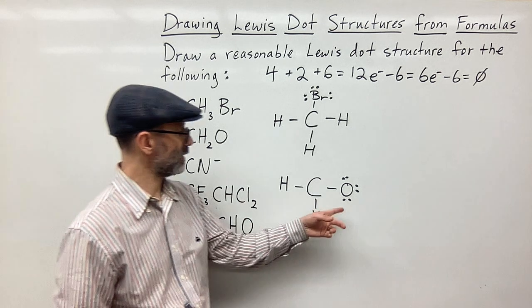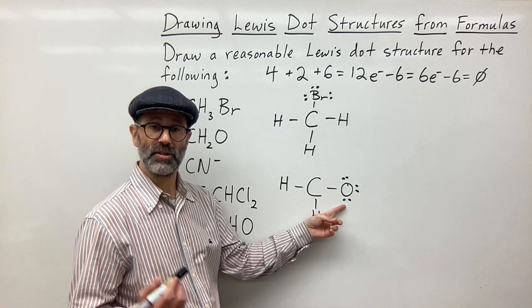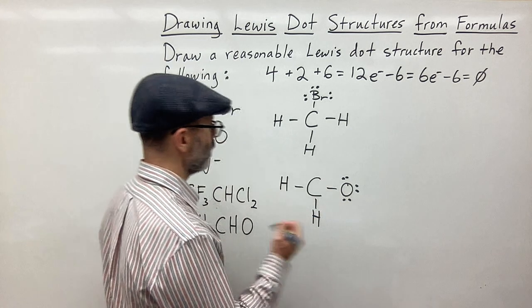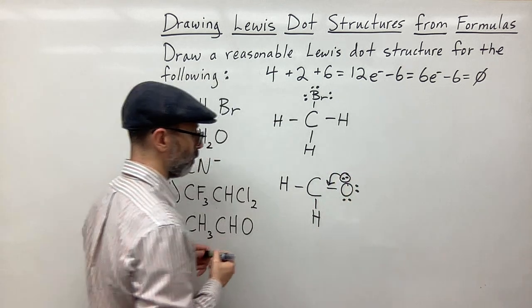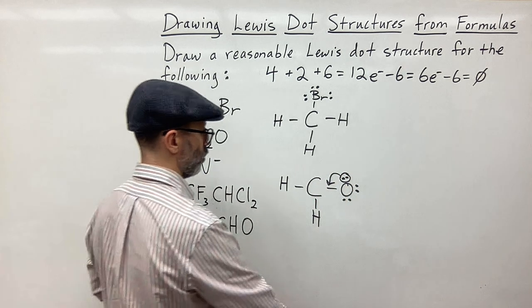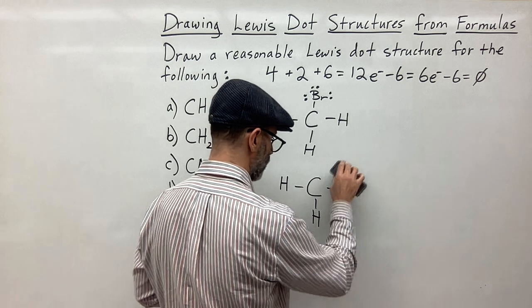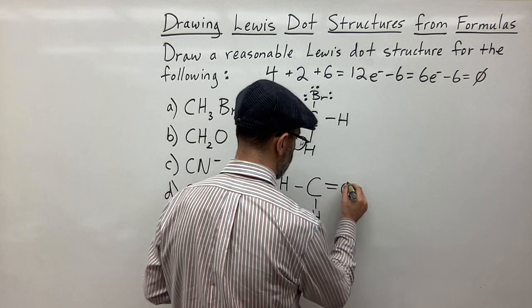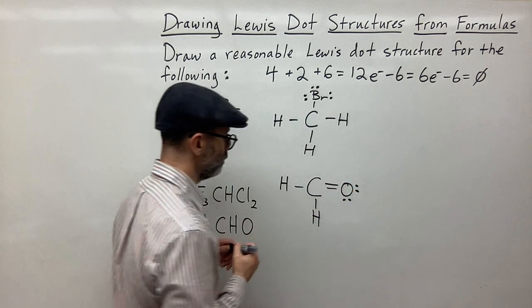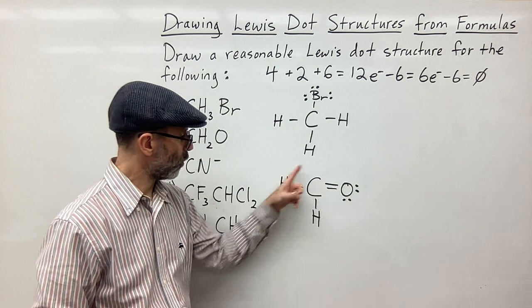Okay, so in this case, the only atom that has lone pairs on it is the oxygen. So I'm going to take a lone pair from the oxygen and make a double bond. And so I'm going to erase this pair of electrons, and I'm going to create a double bond. Now carbon has 4 bonds. So it has an octet.